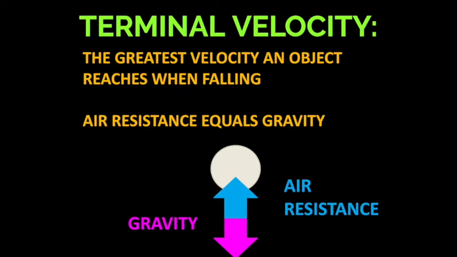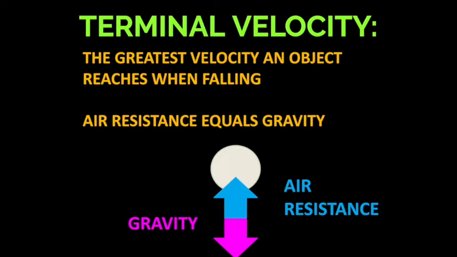Another term we need to know is terminal velocity. This is the greatest velocity an object reaches when falling. This is when air resistance equals gravity. So at some point you drop that feather and it'll start accelerating, but then it'll just stay a steady speed, won't it? And it'll just kind of flutter to the ground.